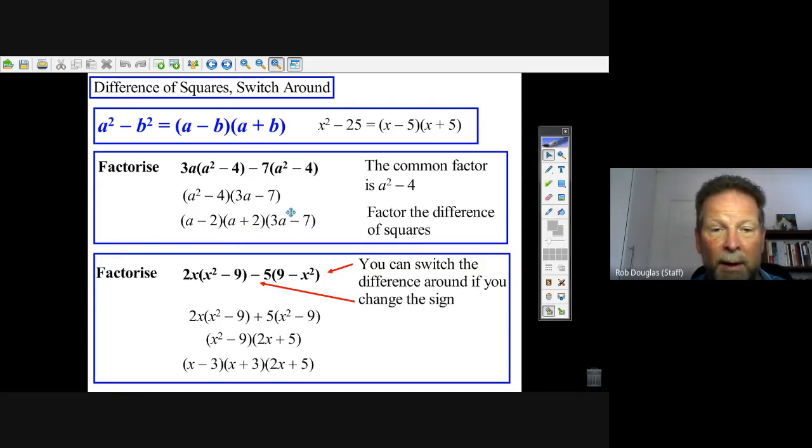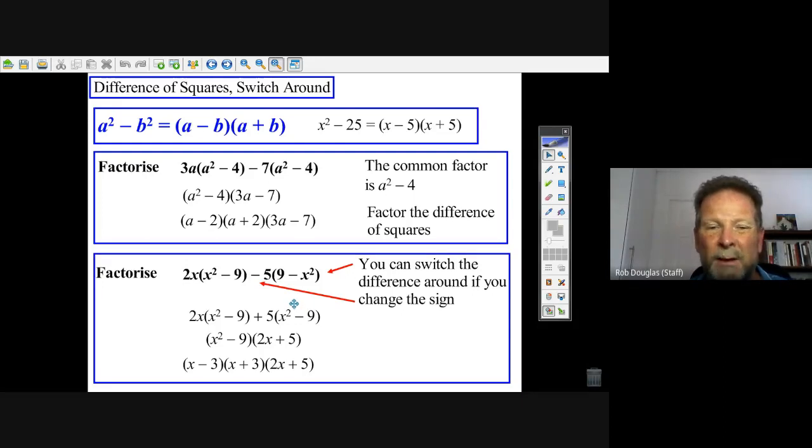This kind of thing comes up quite a bit. What if you had it like this, though? 2x times x squared minus 9 minus 5 times 9 minus x squared. You're going, well, that's not the same thing, but it's pretty close. Well, whenever you have a minus b like this, if this is b minus a, two things subtracted like this, you can switch it around and make it x squared minus 9 as long as you change the sign in front. This minus becomes a plus. If it was a plus, you change it to a minus. But it's a minus, you change it to a plus. Then you can switch it around. That's called a switch around.